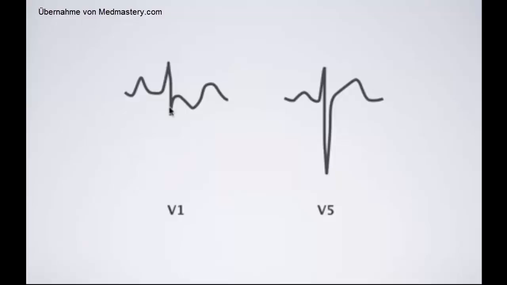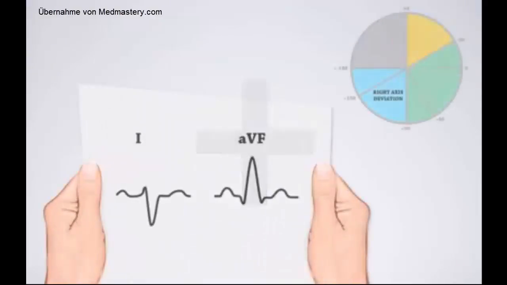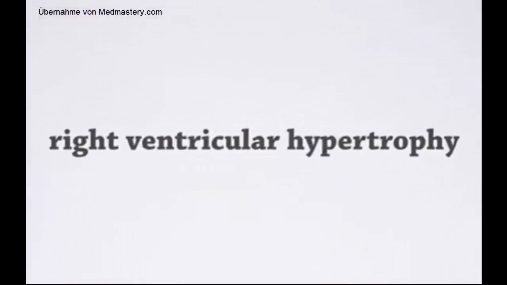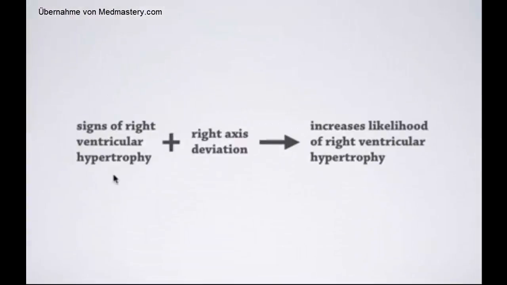Now this constellation of signs already suggests a high likelihood that something's wrong. Remember our RSS criteria. But when there's also right axis deviation, you almost have certainty that something's wrong here and that the right heart has a problem. So whenever you have a suspicion of a right heart problem, of right ventricular hypertrophy for example, with a V1 and V5 that look like this, plus a right axis deviation, then you have almost certainty that right ventricular hypertrophy is present. In other words, signs of right ventricular hypertrophy plus right axis deviation increases the likelihood of right ventricular hypertrophy.